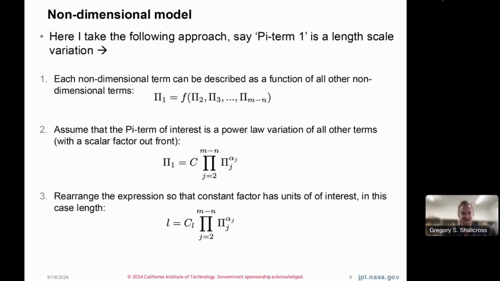And then finally, we could rearrange the expression such that our modeling term of interest, we can multiply through by units in order to get our C out front being a constant. That actually ends up being just sort of like a dimensional variation term. And we ultimately have our model.